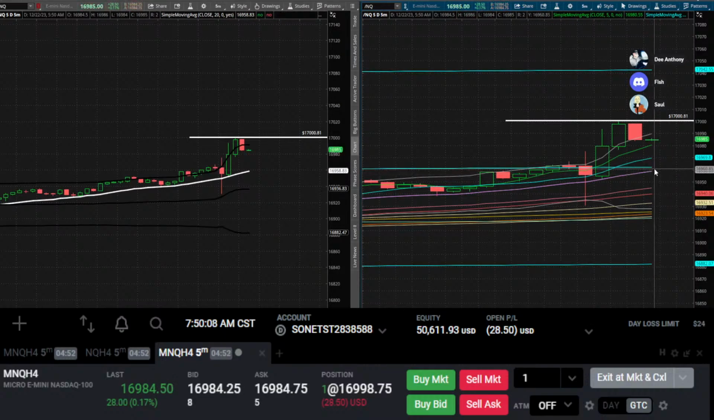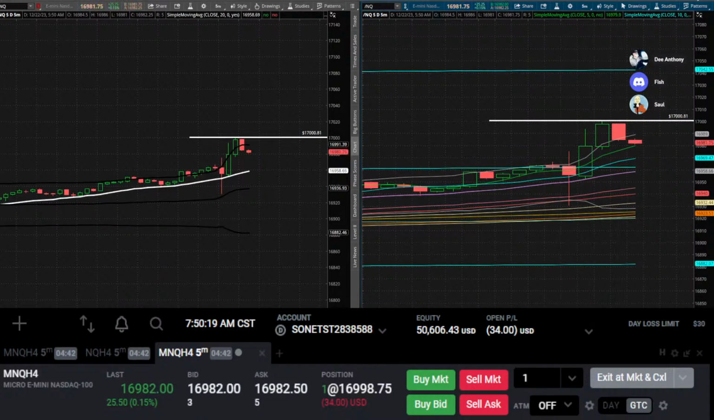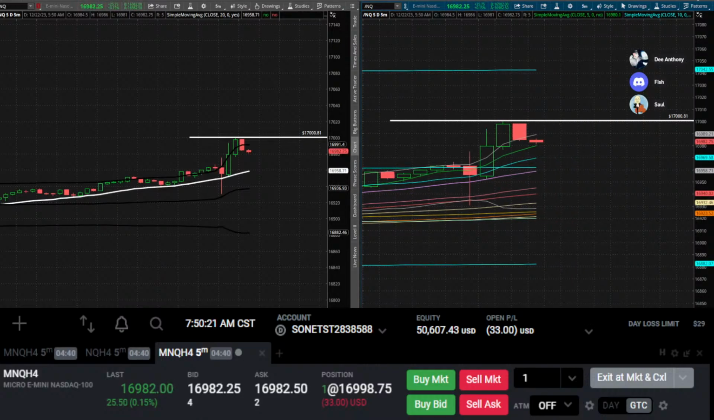If not, my last type of support that I would be looking for here on the Nas would definitely be somewhere in the 960s. That would be this rising 20-day moving average. So we're going to see if the bulls can hold that area. If they can't, I don't really have any interest in the long side of things until we can prove that we can break through this 17,000 area. That's going to be a pretty significant little breakthrough area there.